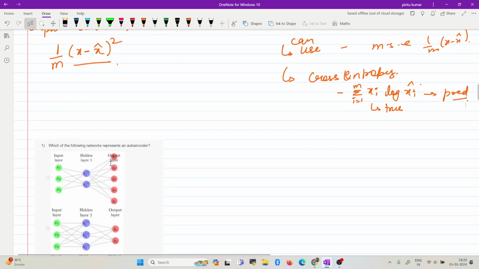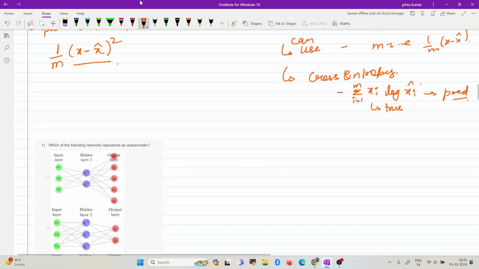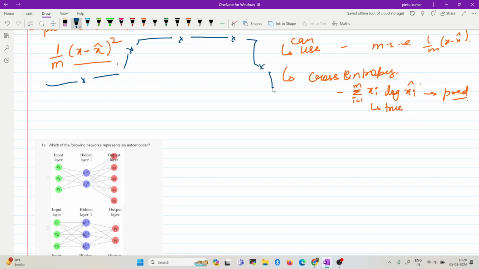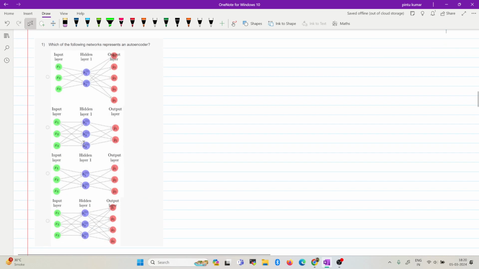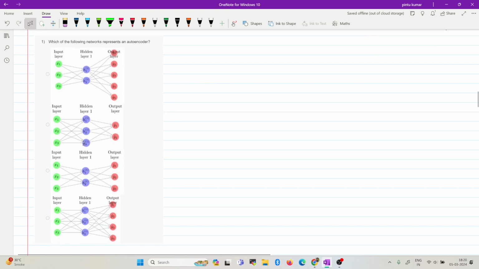So this is a very brief introduction to autoencoders: how we can create an autoencoder, what kind of activation functions we should use, what the possible loss functions can be, and those kinds of things. So let's try to solve some questions that were there in previous year's assignment. These might be similar to what you have to do this year.